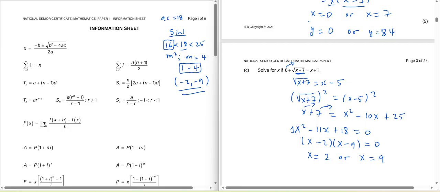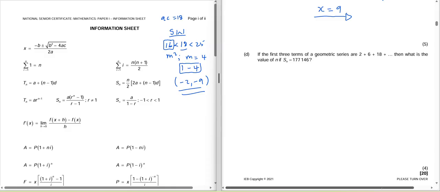But then the challenge is that we need to check at this point. Because of this square root sign, we expect the right hand side to be greater than or equal to 0. If we put 9 here on x, it will be 9 minus 5. 9 minus 5 is 4, which is positive, so it's valid. Now, if we say 2 minus 5 is minus 3, it is not valid. So this one will not be a valid solution. So the only one that we need is x equals 9. So that is how you solve this problem. Now let's go to the next one.